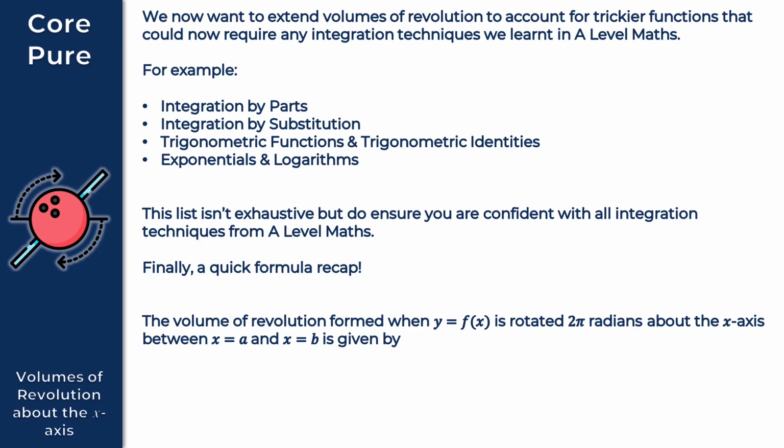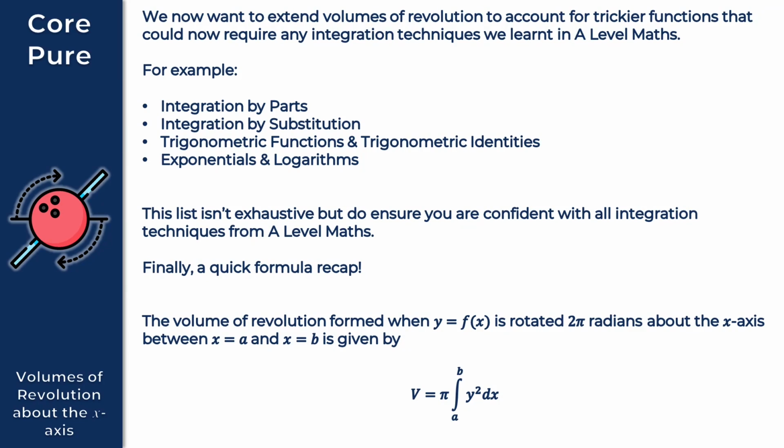And then finally, a quick formula recap. The volume of revolution formed when y equals f of x is rotated 2 pi radians about the x-axis between x equals a and x equals b is given by the following result. V, the volume, is equal to pi times the integral from a to b of y squared with respect to x, so dx. And again, hopefully you are familiar with this result. We've already introduced this as part of the first year material for Core Pure.